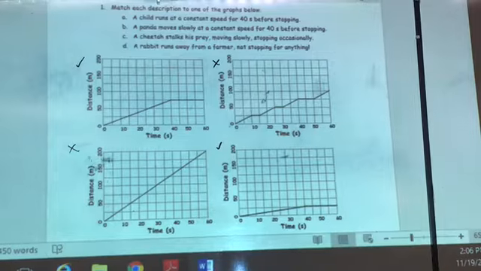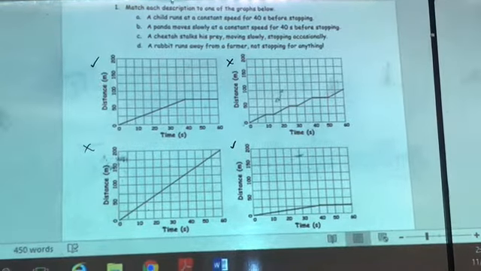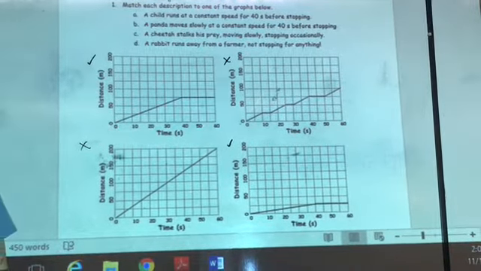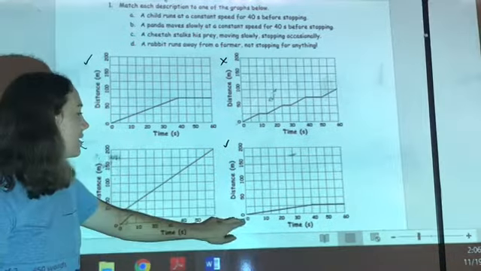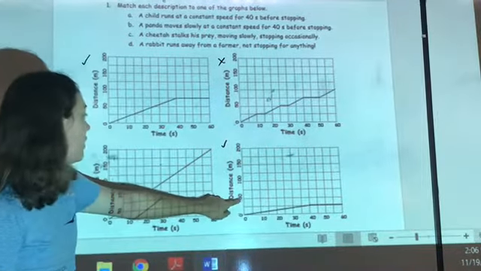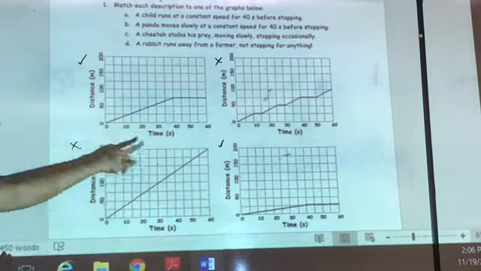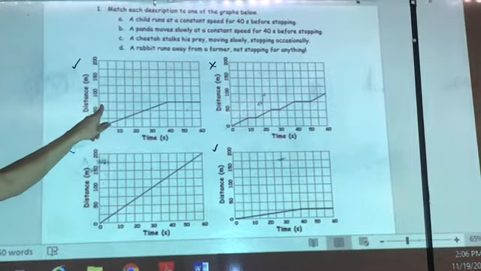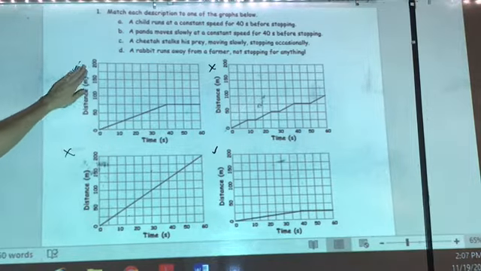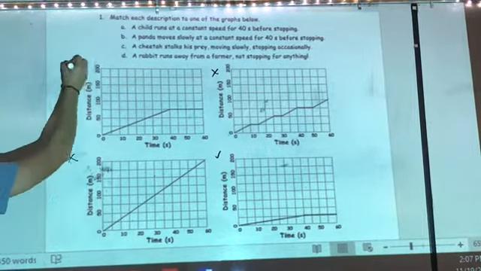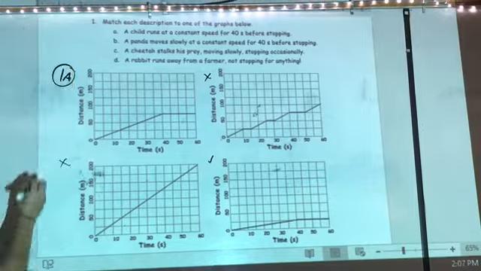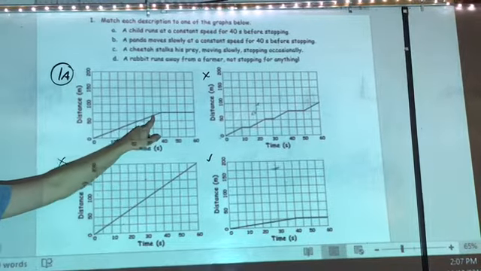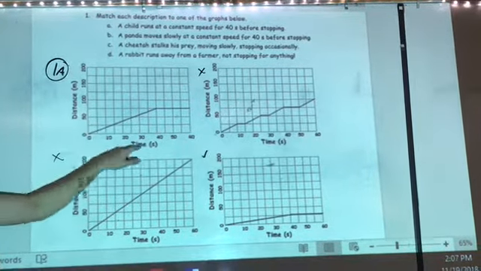So what I would do now is go back there and say a child runs. I'm going to think about a child running. Right here, this says in 40 seconds, you're only going to be 50 meters away, versus in this case, in 40 seconds, you're going to be 75 meters away. So I would probably pick this first graph to be 1A, considering a child running will probably be faster. So your slope is going to be steeper. You're covering more ground in less time.